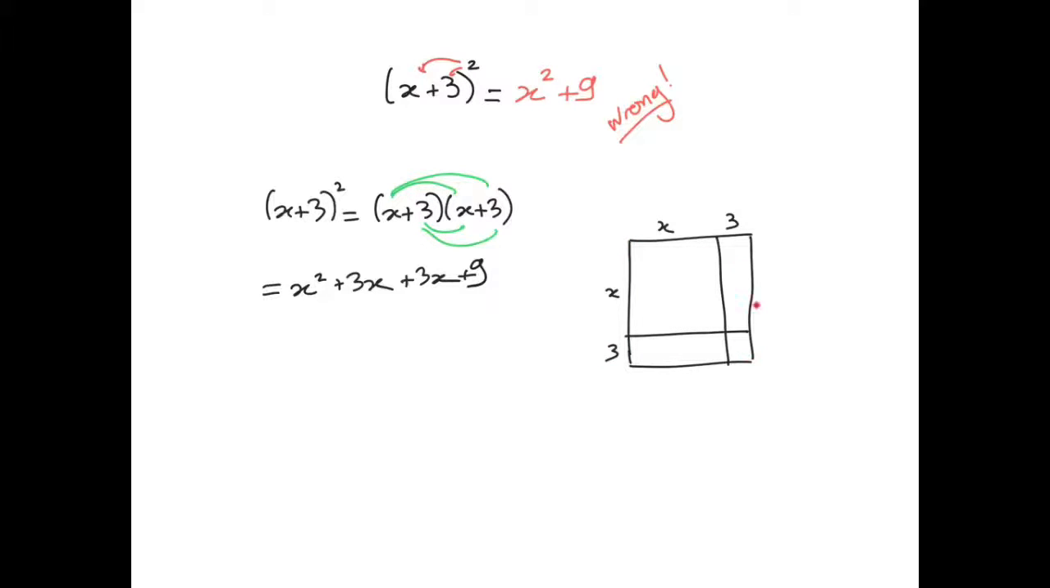If you have a look at the square that I've drawn, you see that this length is x, this one is 3. So the total length here is x plus 3. And so if you want to work out the area of the square, you're multiplying x plus 3 by x plus 3, you do get x plus 3 squared. And so this total area is made of 4 different parts and not only 2.